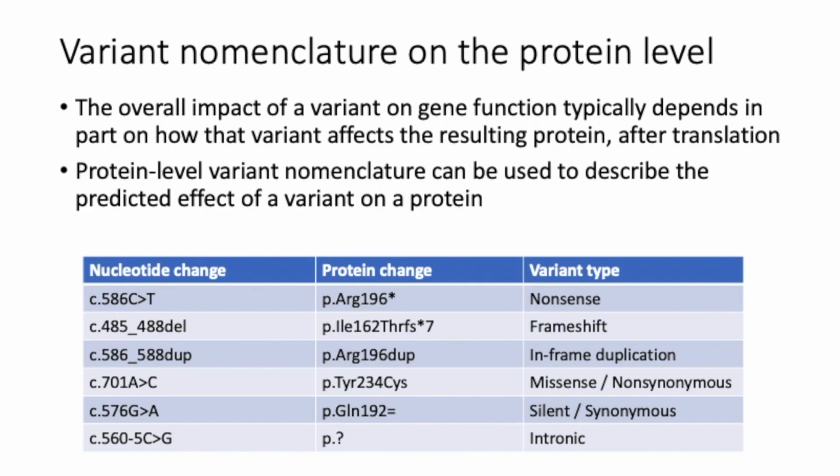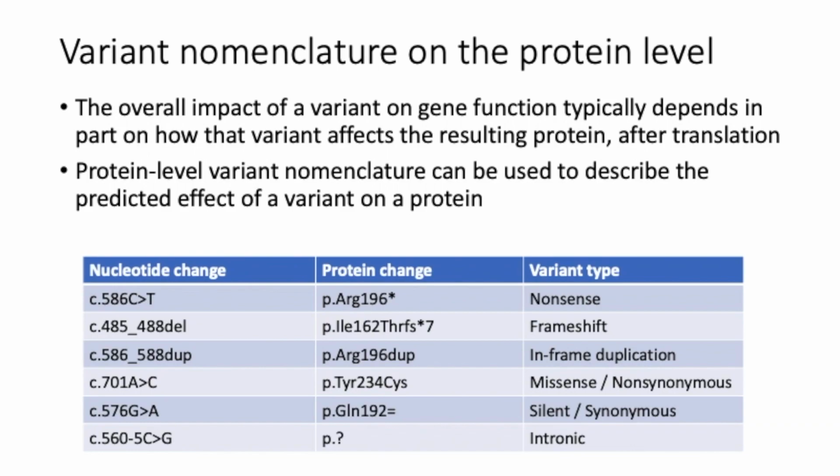The fourth example in this slide shows a substitution at the nucleotide level of an A to a C nucleotide at position c.701. On the protein level, this changes the amino acid that the 3 nucleotide codon encodes for at amino acid residue 234 from a tyrosine to a cysteine. This sequence change leads to the substitution of a single amino acid in the protein and is called a missense or non-synonymous variant.